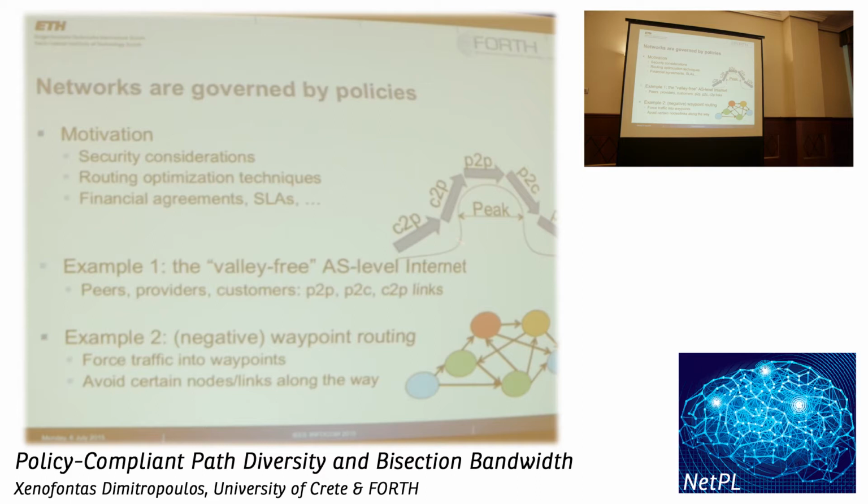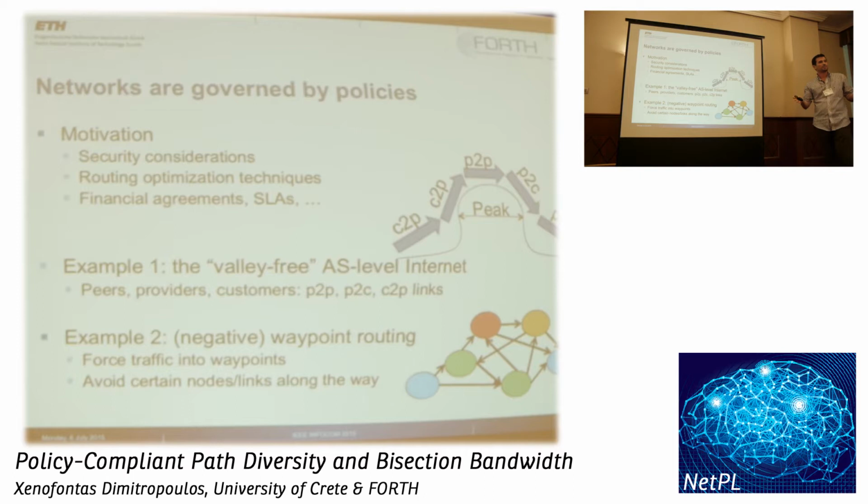So this is an example of a policy that results from economic relationships between autonomous systems in the internet, and enforces this specific structure on the paths that we can take at the level of autonomous systems. But in general, we have many different types of policies, like waypoint routing that has been mentioned a few times today, is another example of a policy.